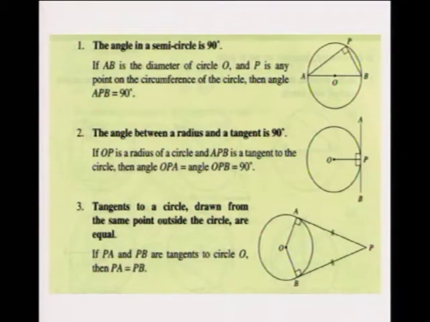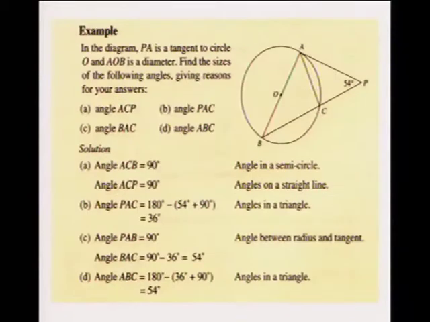Number 3, the tangents to a circle drawn from the same point outside the circle are always equal. In this case, angle OAP is the same size as OBP, and both are 90 degrees. And AP is equal to BP.